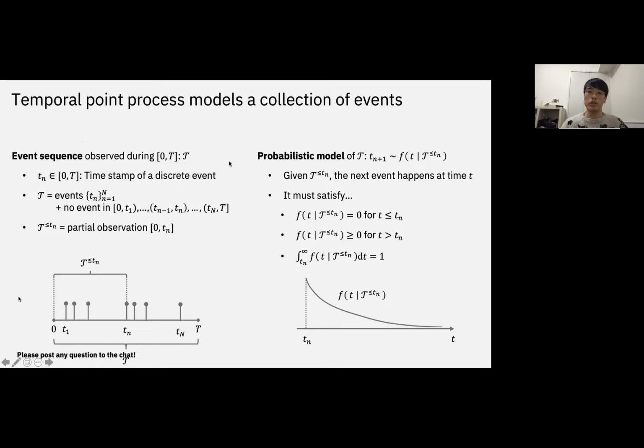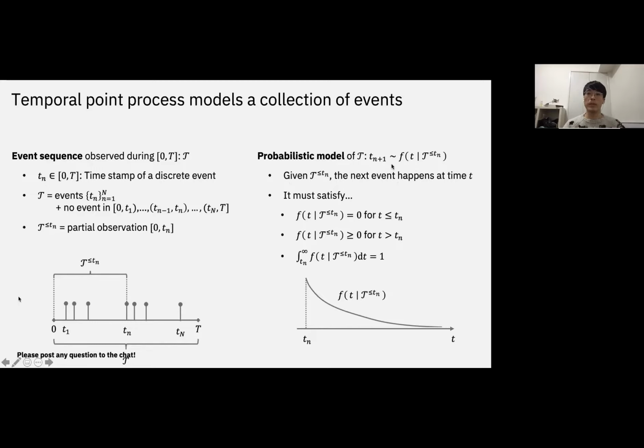One approach to model this object is to define a probabilistic model of the next timestamp tn+1 given the partial observation up to time tn, which is denoted by this formulation. So by this probability density function, given the partial observation up to time tn, we can model when the next event occurs.